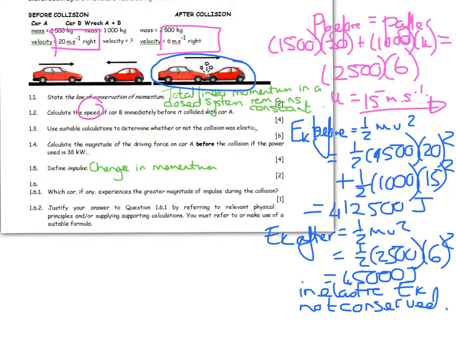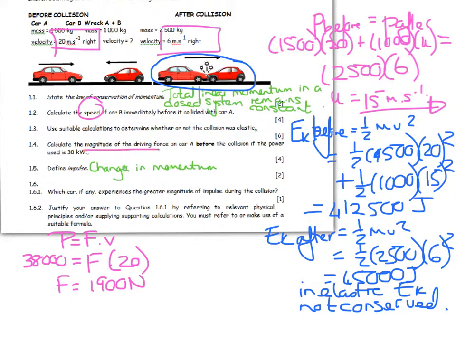Then it says calculate the magnitude of the driving force on car A before the collision if the power used is 38,000 watts. We know that power is equal to force times velocity, and so the power is 38,000 watts because we need to go into watts to do this calculation. We're looking for a force, and we've got velocity is a constant 20 meters per second, and therefore this force comes out to be 19,000 newtons. Again, it is magnitude of force, so we do not wish to have a direction.